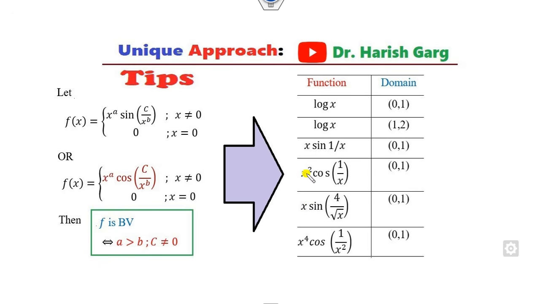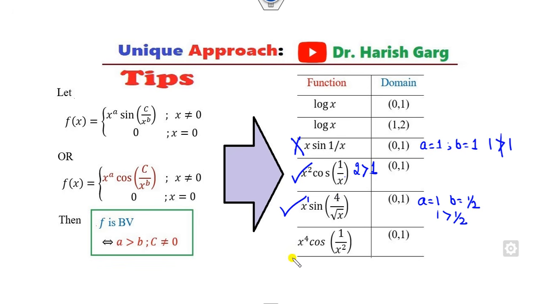Fine. Now you can see about here. What is a? A is 1, b is 1. So clearly 1 is not greater than 1. So it is not bounded variation. Here 2 is greater than 1. So yes, this is a bounded variation. This is 1. So a is 1, b is half. You can see c is non-zero. So a is greater than b. So yes, this is a bounded variation. 4 is greater than 2. Yes, this is a bounded variation.